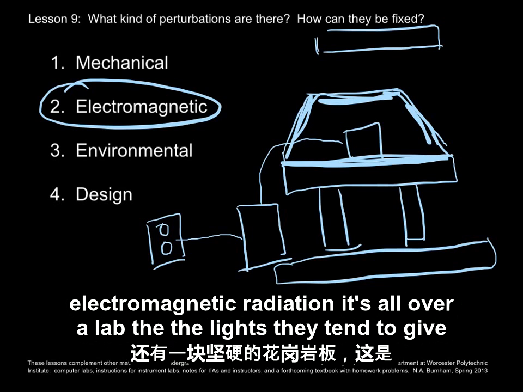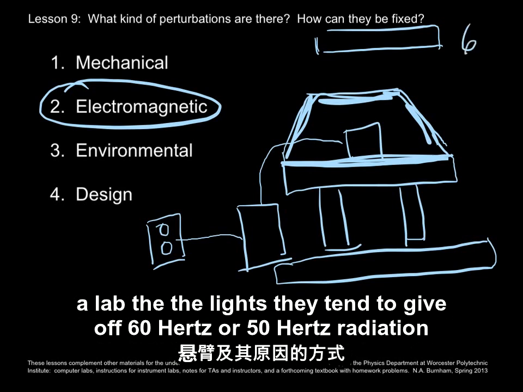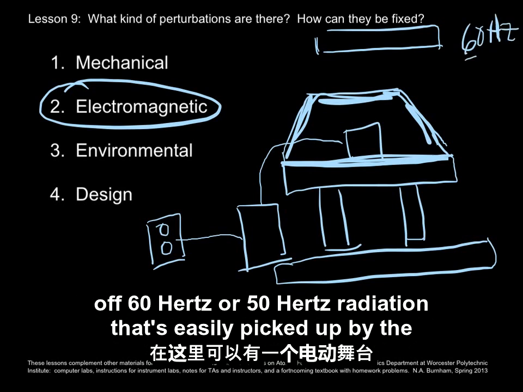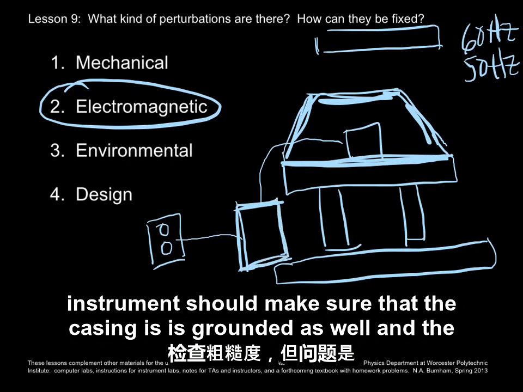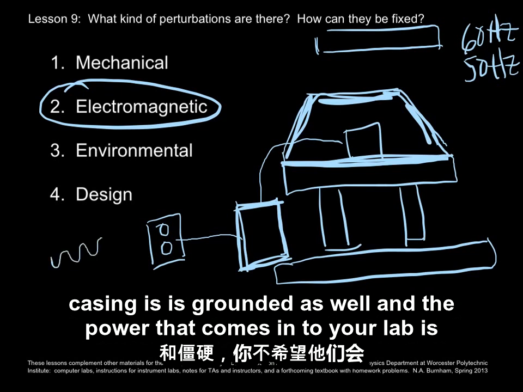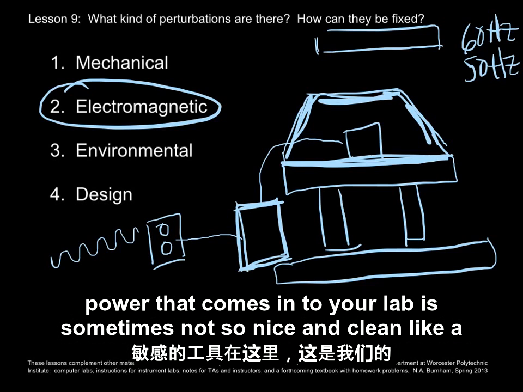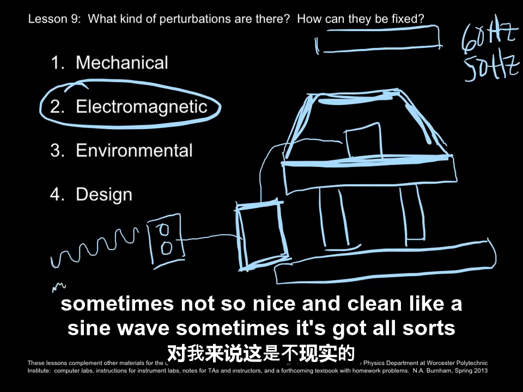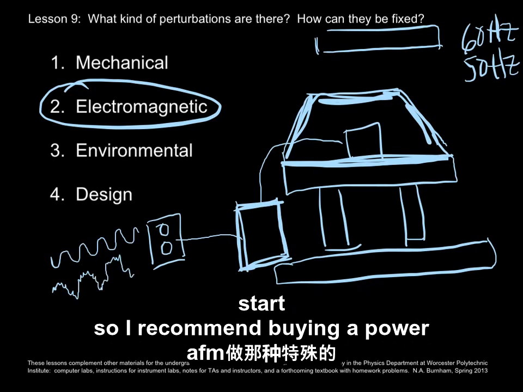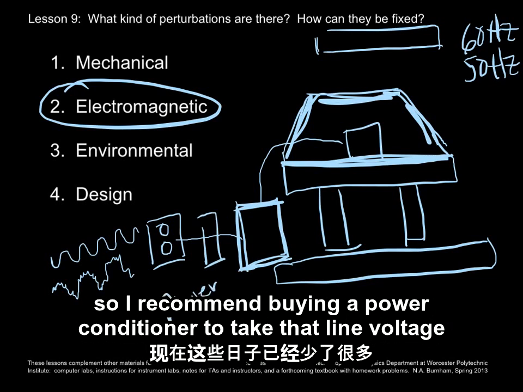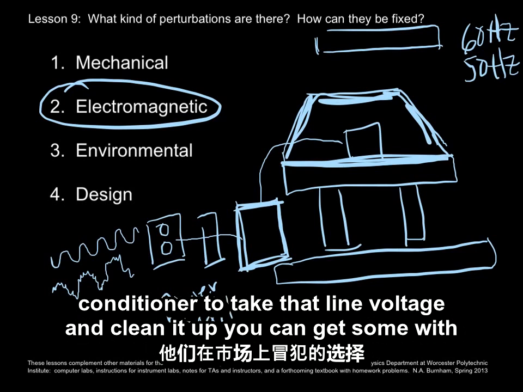The lights, they tend to give off 60 hertz or 50 hertz radiation that's easily picked up by the instrument. Should make sure that the casing is grounded as well. And the power that comes in to your lab is sometimes not so nice and clean like a sine wave. Sometimes it's got all sorts of noise on top of it. So that's not a good start. So I recommend buying a power conditioner to take that line voltage and clean it up.